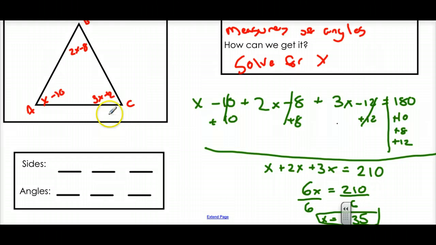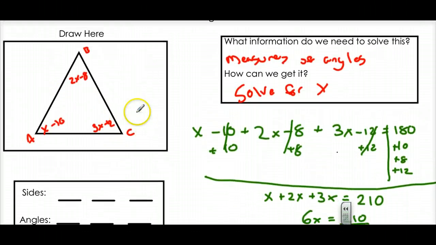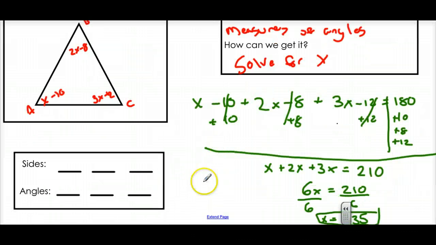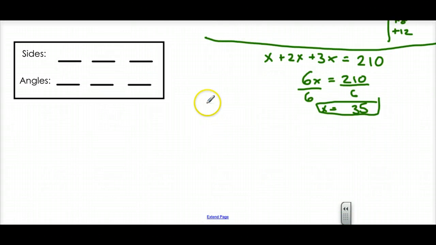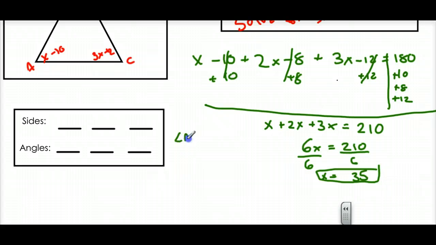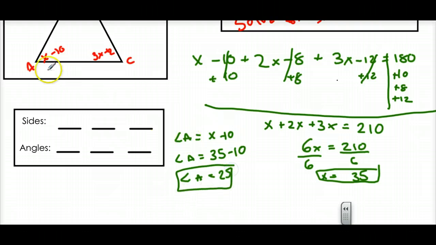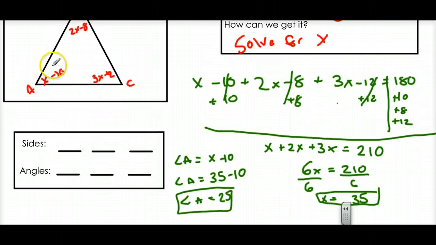Now my second one is to plug that in and find out what all my angle measures are, right? So for my first one, angle A, let's bring it down here a little bit. All right, angle A is equal to x minus 10. So angle A is going to be equal to 35 minus 10. So angle A is equal to 25. Let's plug that in over here. So angle A is equal to 25.